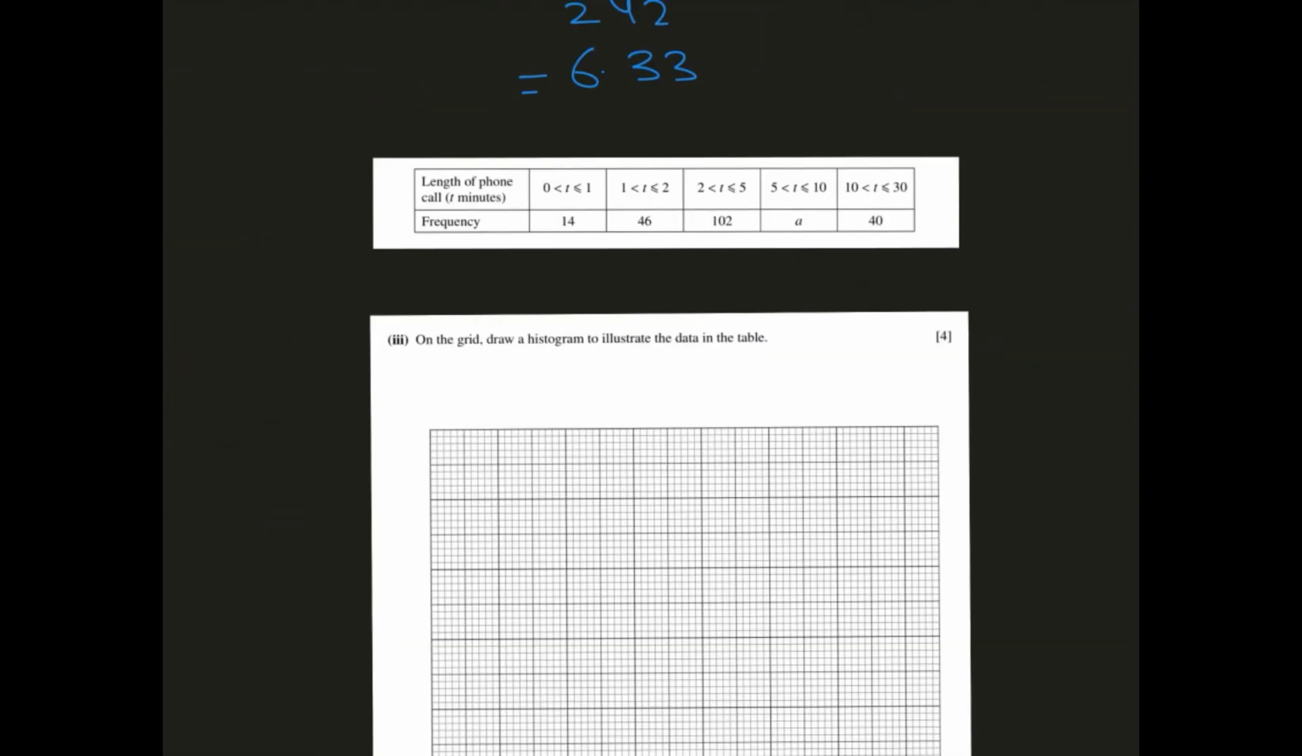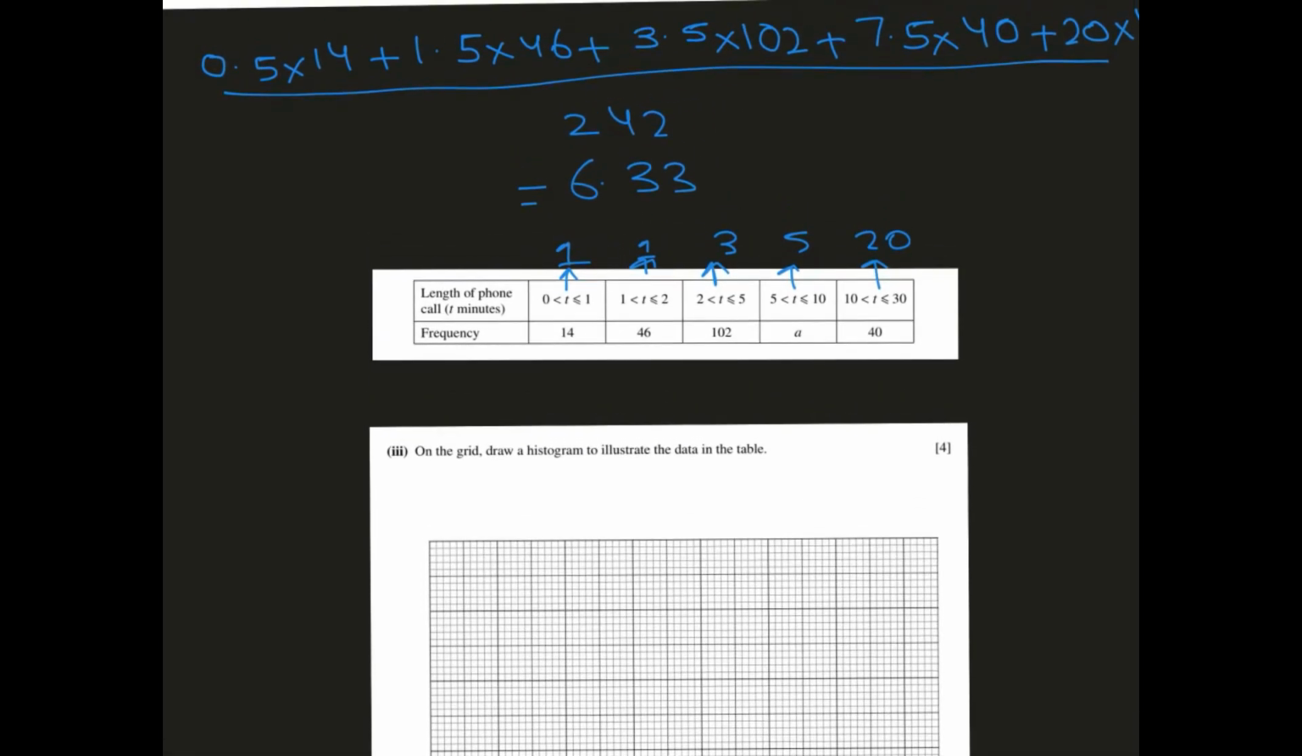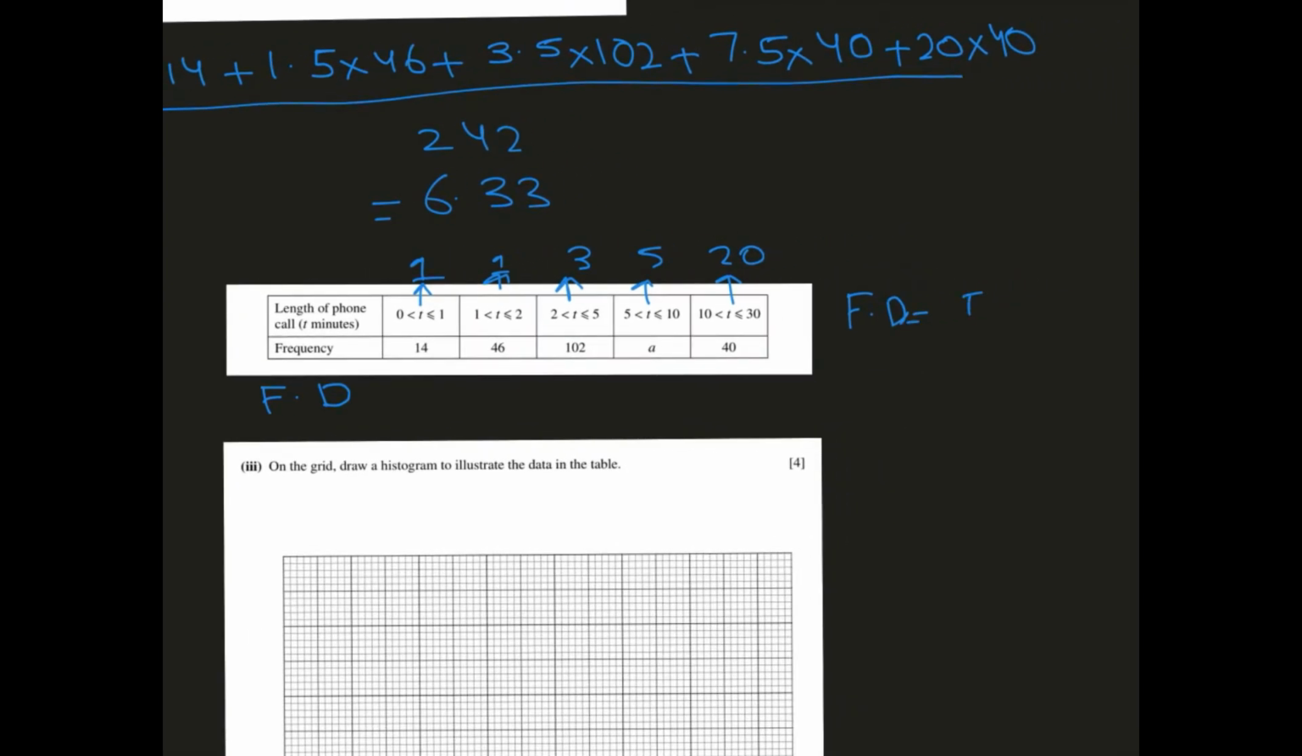Okay, so for the next part, we have to illustrate the data in the form of a histogram. The thing is that the class intervals for this data set are not equal. The class width of the first is 1, because 1 minus 0 is 1, and 2 minus 1 is 1 again, but 5 minus 2 is not 1, it's 3, and 10 minus 5 is 5, and 30 minus 10 is 20. Since these are not equal, we'll have to add another column, known as the frequency density column. The formula for frequency density is frequency over class width.